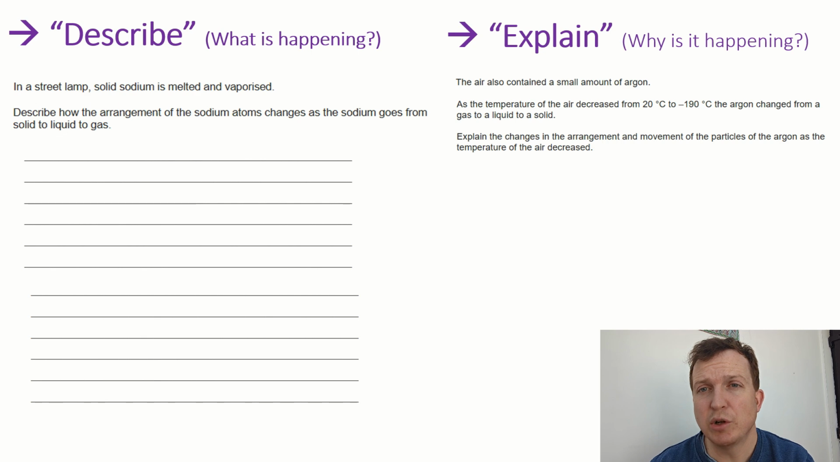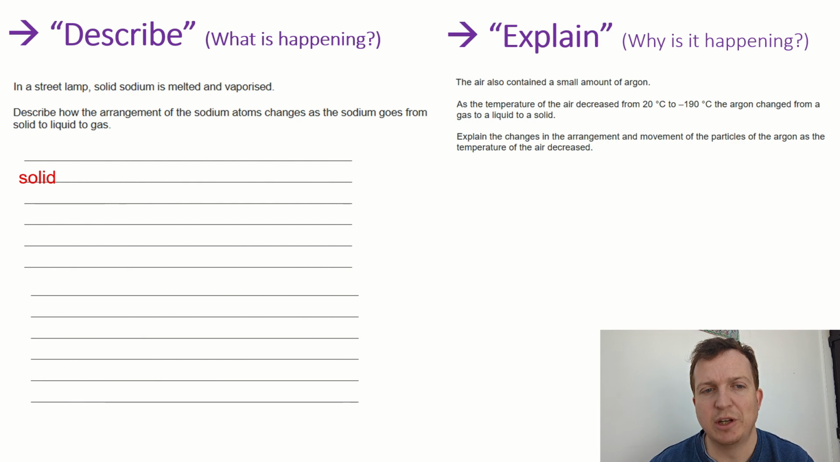So in this question, it's quite an old 6 marker, but it only asks you to describe the arrangement of the sodium atoms as it changes from a liquid to a gas. So we are only making descriptions with this one. So this is a much easier question, in my opinion, than the explain question. So examples of statements we could talk about.